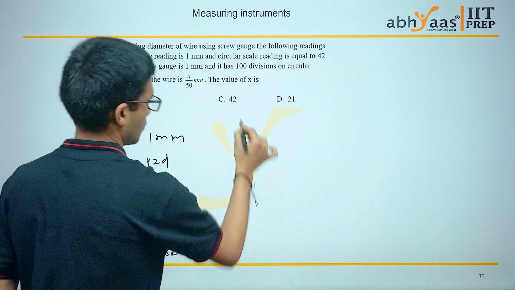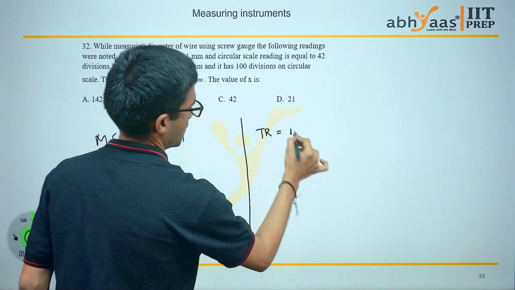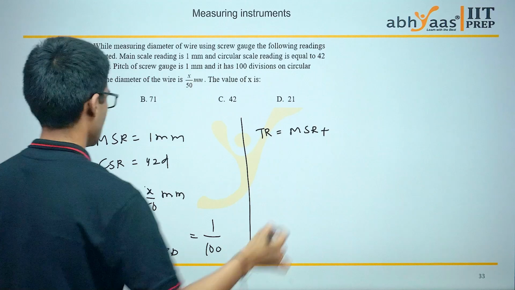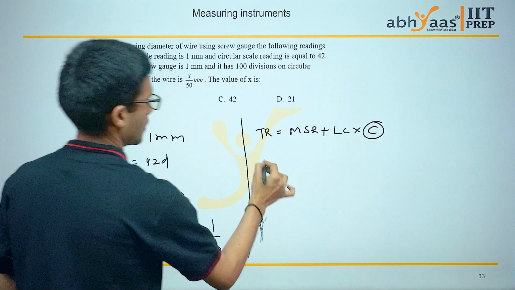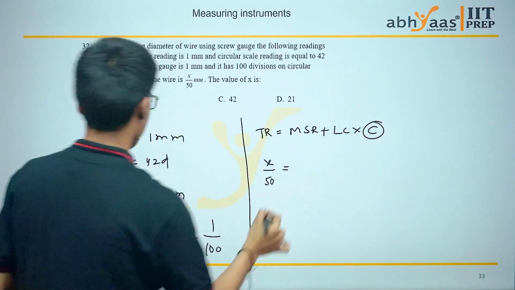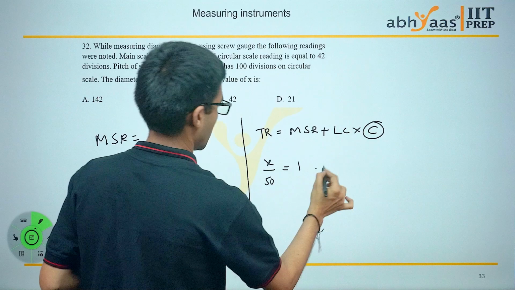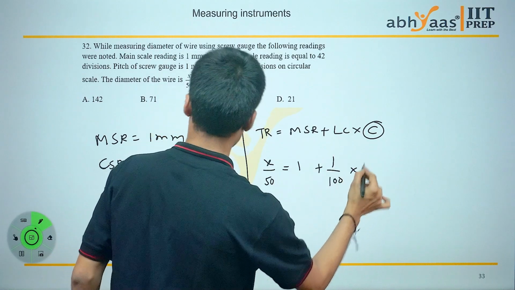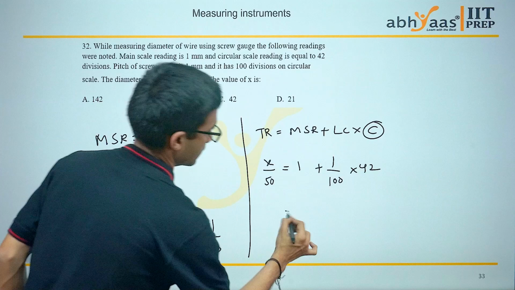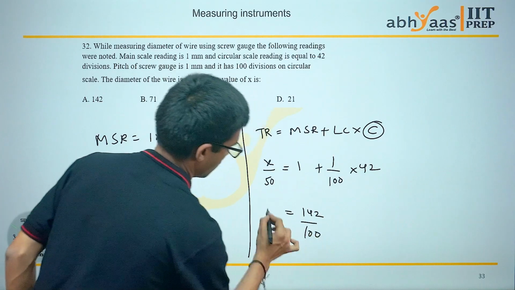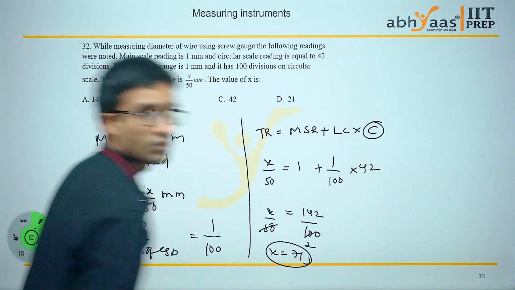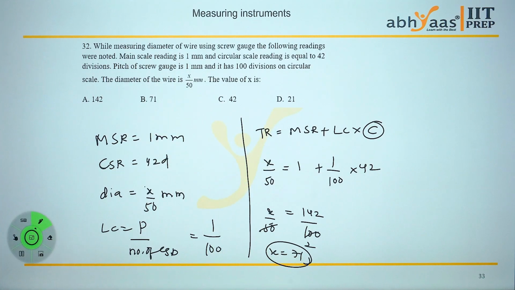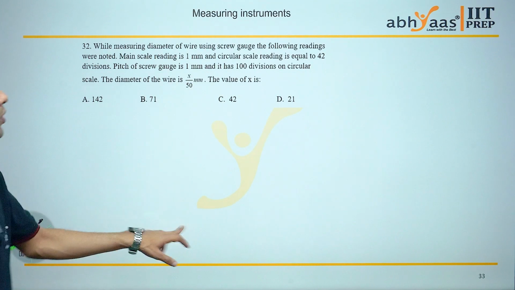So the total reading is equal to MSR plus LC into the coinciding CSR. So MSR is given, so x by 50 is equal to MSR 1 mm plus LC, which is 1 by 100, into 42. Okay, you can calculate, that is 142 by 100 is equal to x by 50. This is simple only. X is equal to 71. This is the answer, directly you are getting it with simple calculation only. Now if you go to the next question.